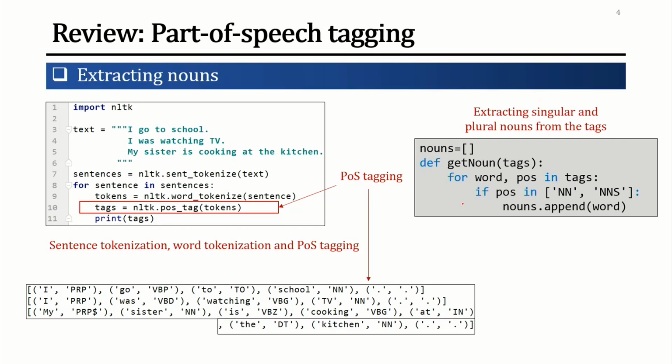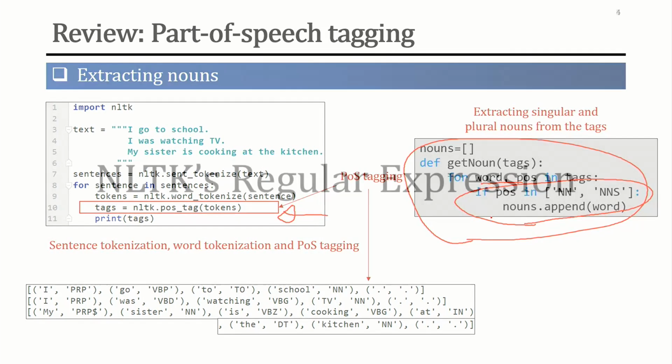So how can we do this? We can use these functions. We need to loop through each word and tag in the text, and we check if this part of speech is in the form of NN or NNS, which represent singular and plural nouns. Then we can get those words that are functioning as nouns.